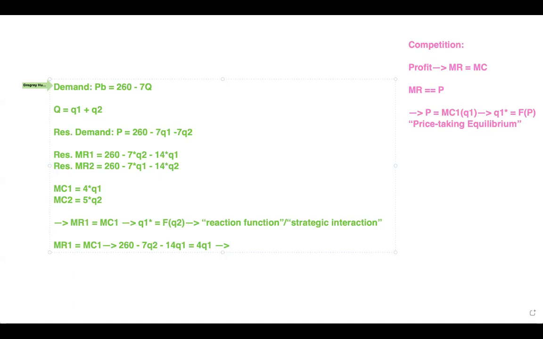Okay. And so here, then we can see that our reaction function is going to be Q1 is equal to, and I'll try to write it with as much detail as is needed, divided by 18, right? Okay, so that's the reaction function for firm 1. We would do the same thing for firm 2.